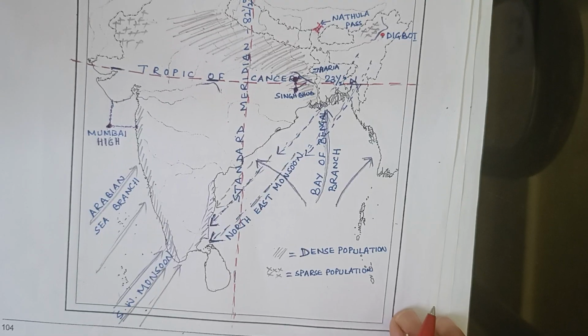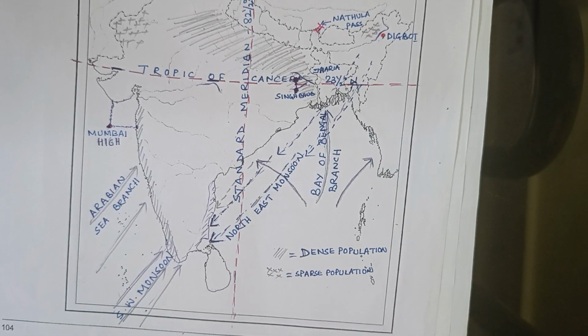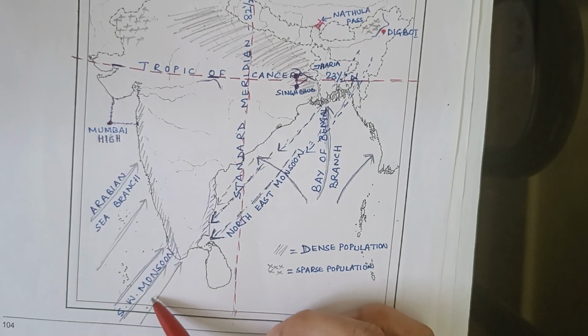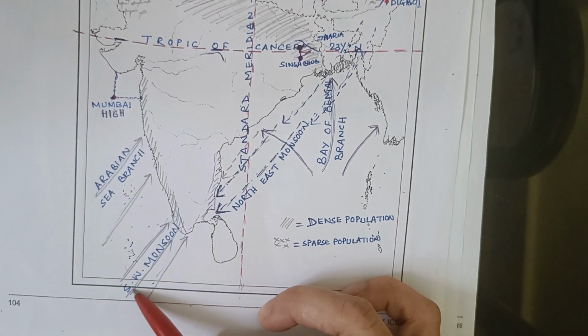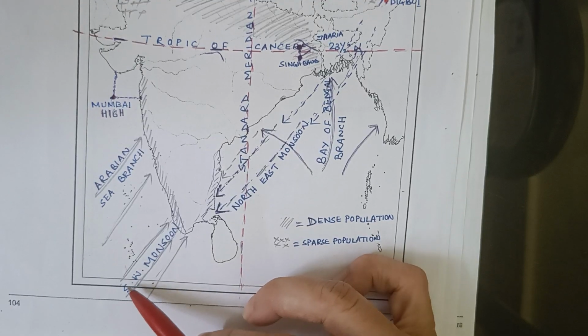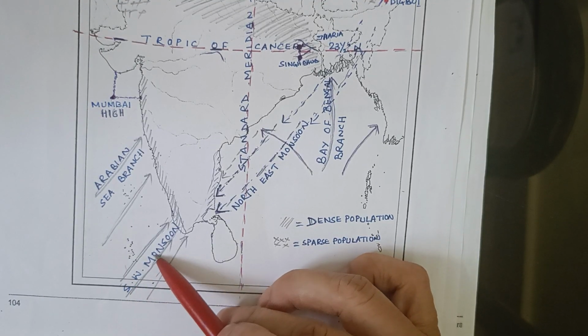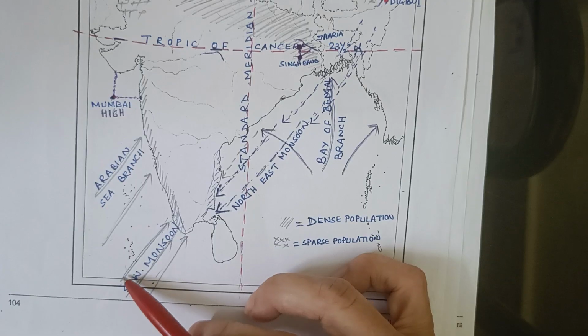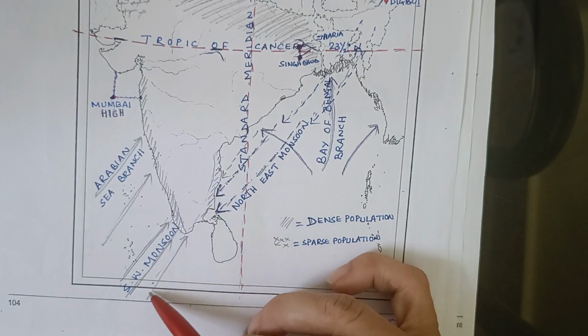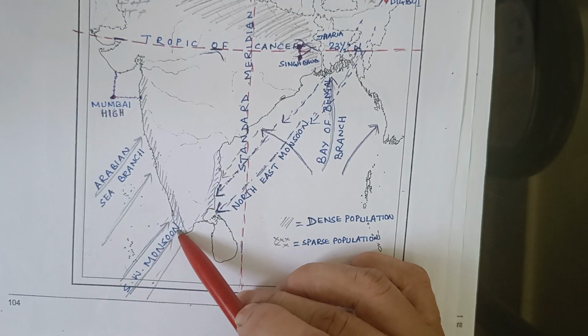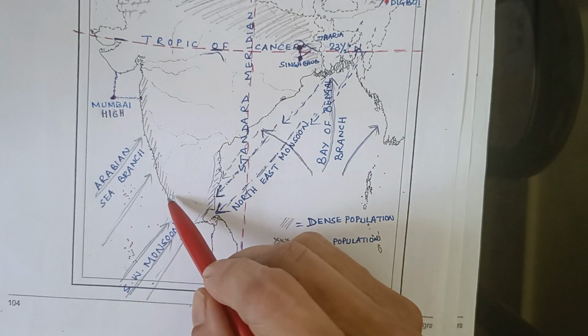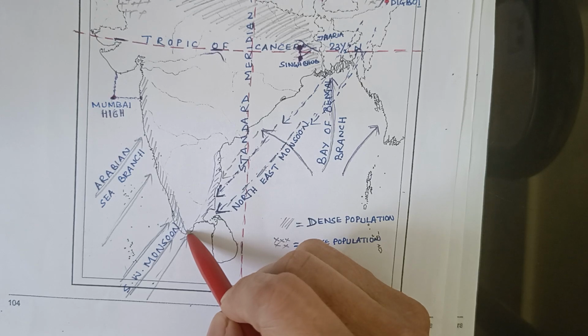Now let us do the winds. First, the southwest monsoon wind. We know this is an onshore wind, so my arrows will be moving from sea towards the land. Southwest monsoon, hitting first the state of Kerala.